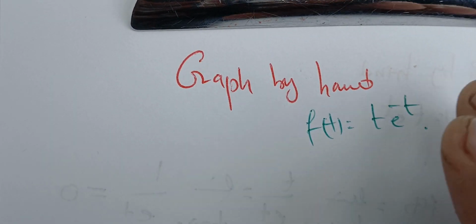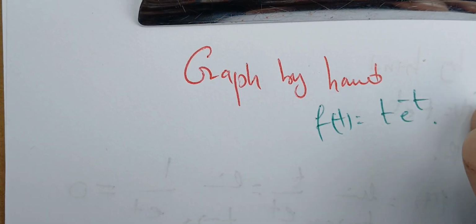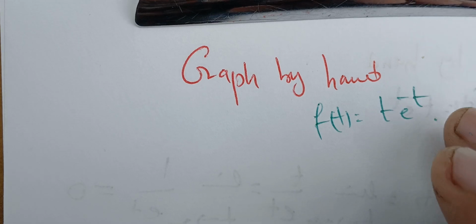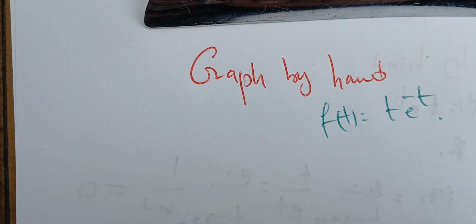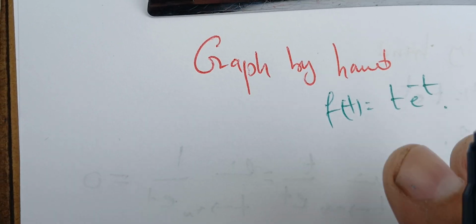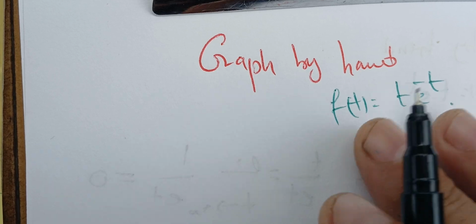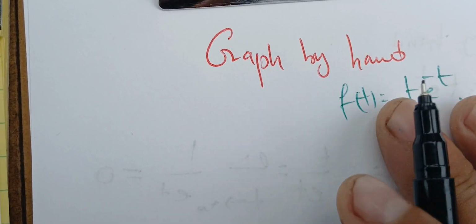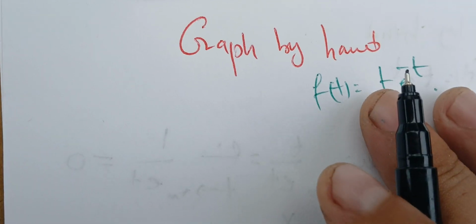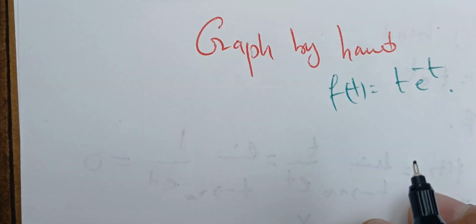As I promised, in this video we're going to solve this one here. We're going to graph this function, e to minus t, by hand. This step is very crucial because we're going to need a lot of ideas and steps to follow.